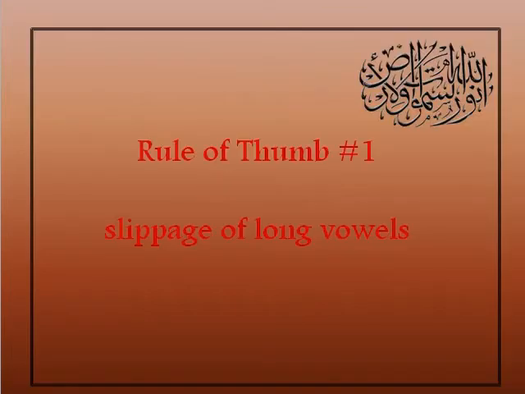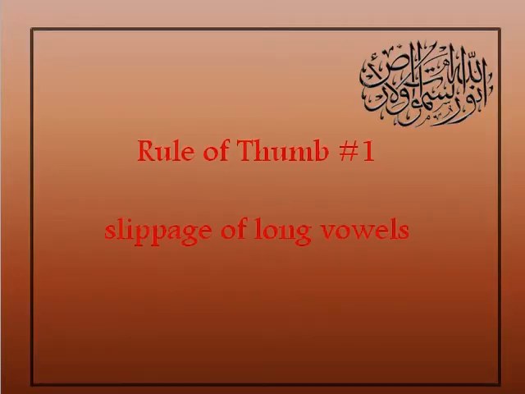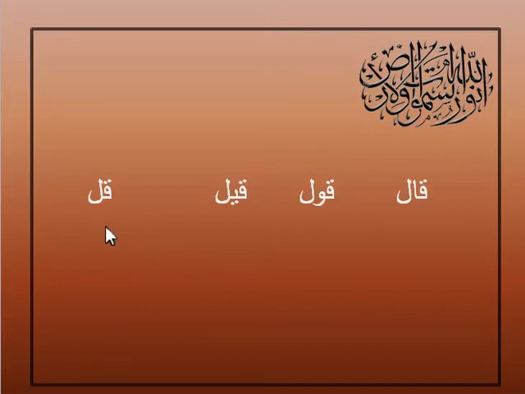Now, the first rule of thumb, and the most important when you're dealing with long vowels, is to understand what we call the slippage of long vowels. Basically, when it comes to consonants in Arabic, we don't change them, except for rare exceptions. So this kaf in kataba never turns into a fa or an ayn or something else. This ba is never going to turn into a seen or a meem. That's just the way it is. When it comes to long vowels, for reasons of poetry and sound, they can slip from one to another.